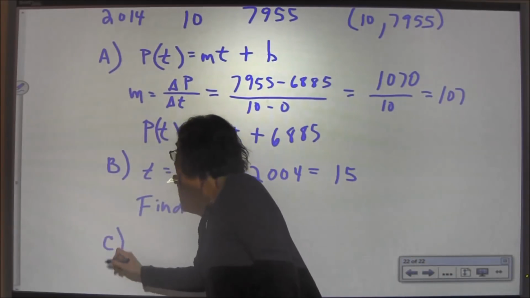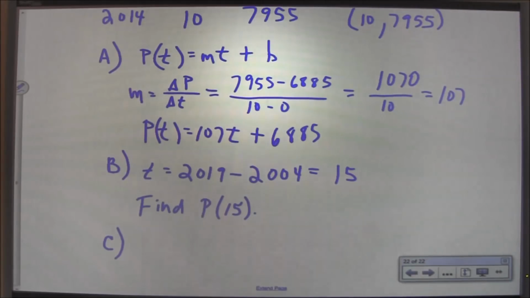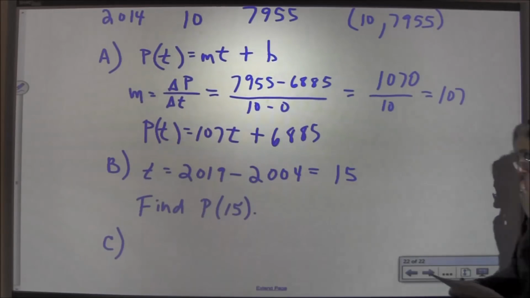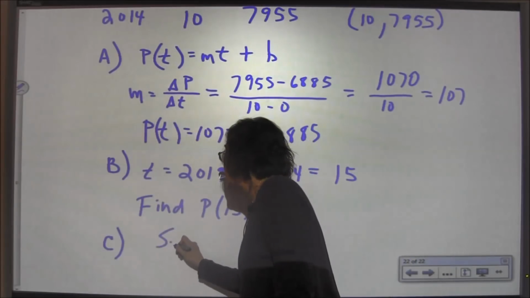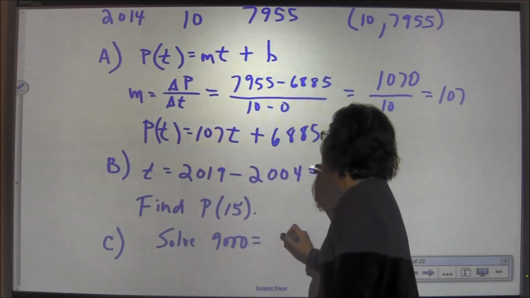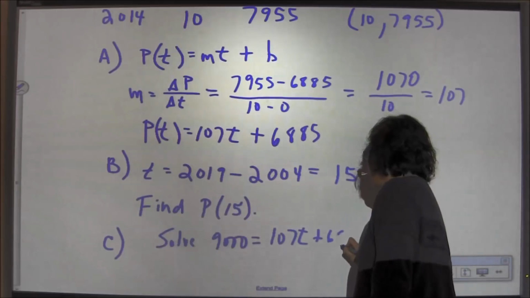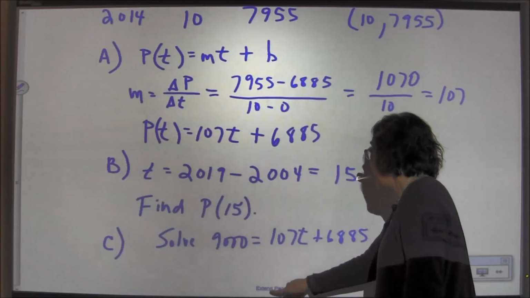The last question is just having you think about the situation in real terms. Okay, so it's applying what you know and what you found mathematically or can find. It says, in what calendar year will the population reach 9,000? So we would have to solve 9,000 equals 107t plus 6885 to help us answer that question.